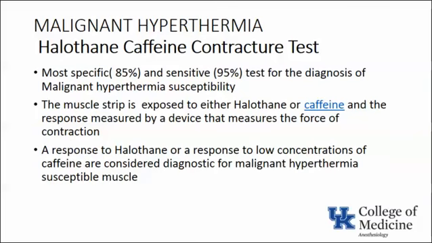Could have a question on the halothane caffeine contracture test. This test has an 85% specificity and 95% sensitivity for the diagnosis of malignant hyperthermia susceptibility. This test is done in vitro. There are only 4 centers, I think, in the United States that do this test. So the person really has to go to the center, give a piece of their muscle to get tested.